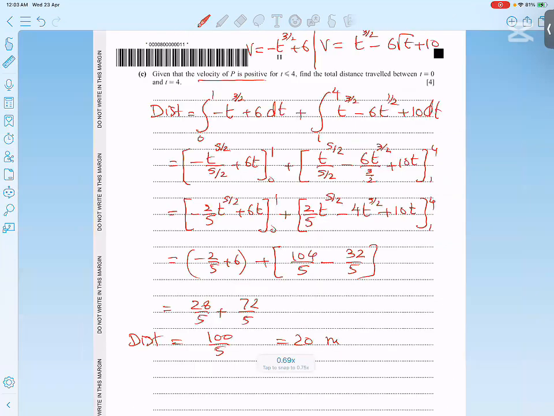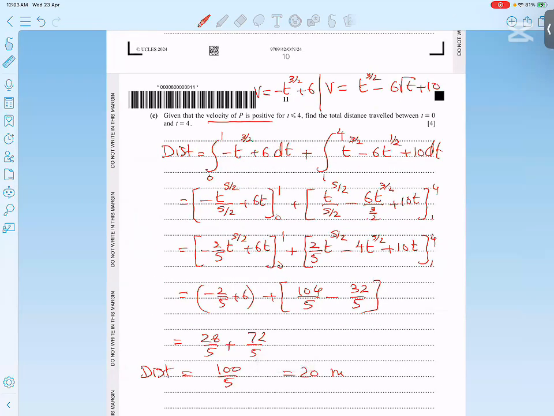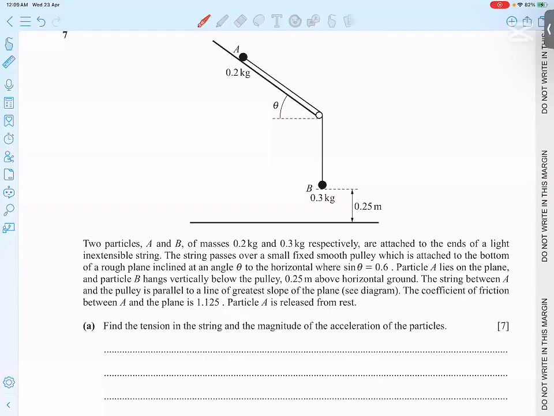And let's go for the next question. Question number 7 we have, students. The mass of A is 0.2, the mass of B is 0.3. Okay, it's clear. Afterwards, he said that theta is such that sine theta is 0.6.